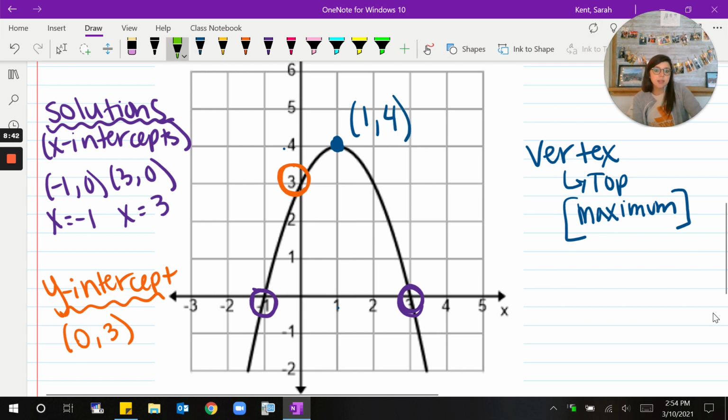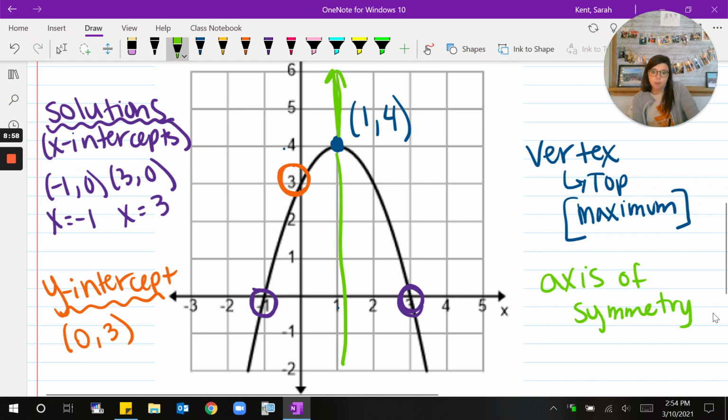And then lastly, we want our axis of symmetry. And that's where we go through the vertex. So I'm going to go up from the vertex. I'm going to go down from the vertex. And when I do, I cross over 1. So my axis of symmetry would be x equals 1.